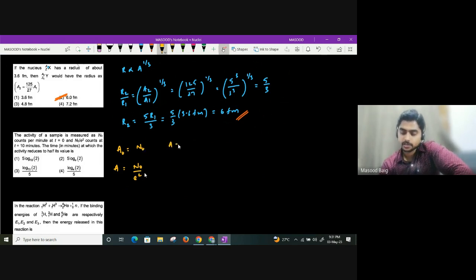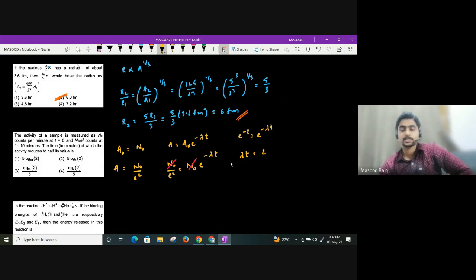So what we can write, A value is A naught e power minus lambda into t. So what is this? N naught divided by e square. This will be n naught e power minus lambda t. What we can cancel out? N naught and n naught will get cancelled out. So implies you can write e power minus 2 will be equal to e power minus lambda t. I can write lambda t value as how much, beta? 2. In how much time they are saying? They are saying it is reducing in 10 minutes, guys. So what will be lambda value here? 10 lambda will be equal to 2. So lambda value will be 1 by 5.